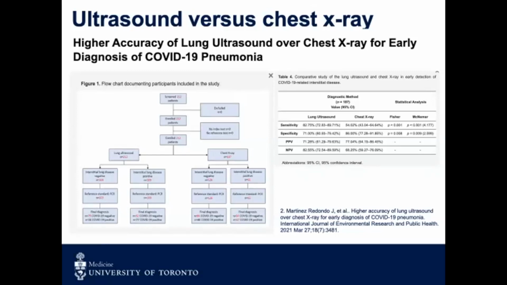And so what this study brings up is that lung ultrasound was potentially able to find lung injury, perhaps find acute lung injury more quickly than chest x-ray.